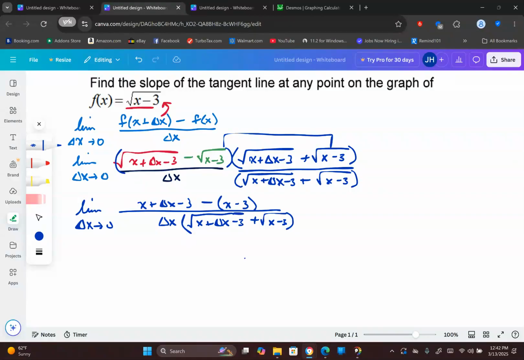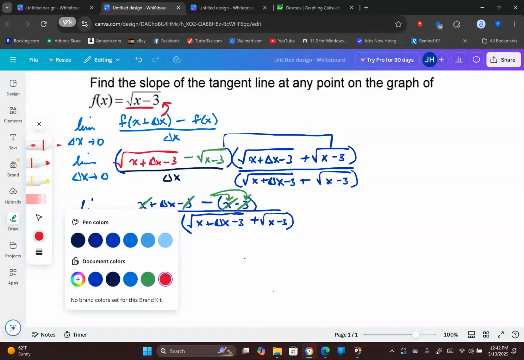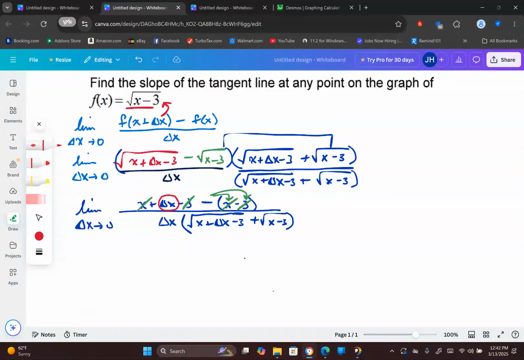The top, just to save some time here, you know this is minus 3. This is going to be plus 3. Those are going to cancel. This is x. This would be minus x. So those are going to cancel. Now notice there is a delta x left on the top right now, and there is a delta x on the bottom. If you cancel those, that's the 0 over 0.